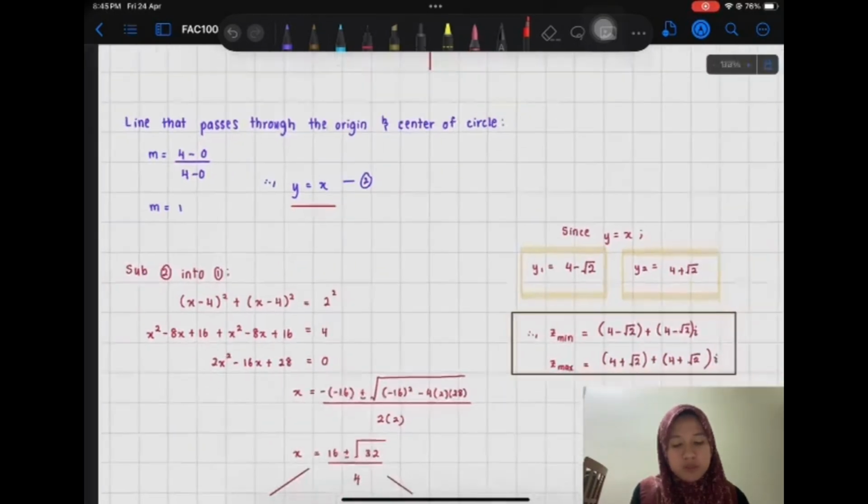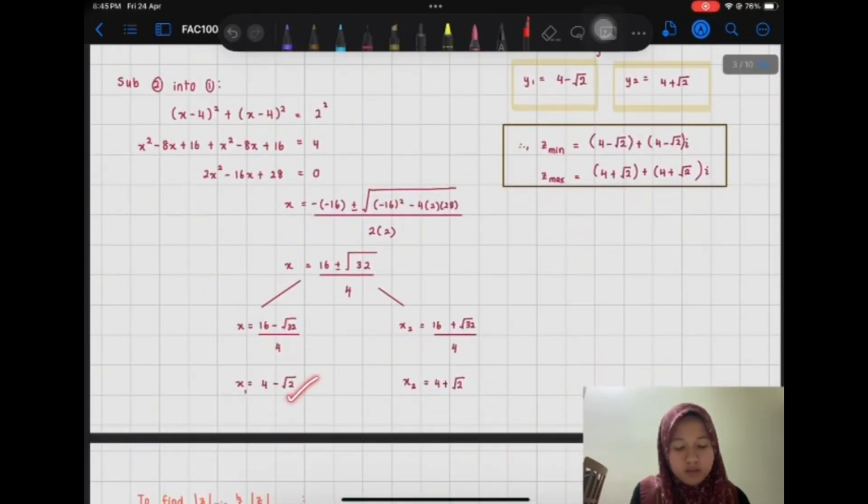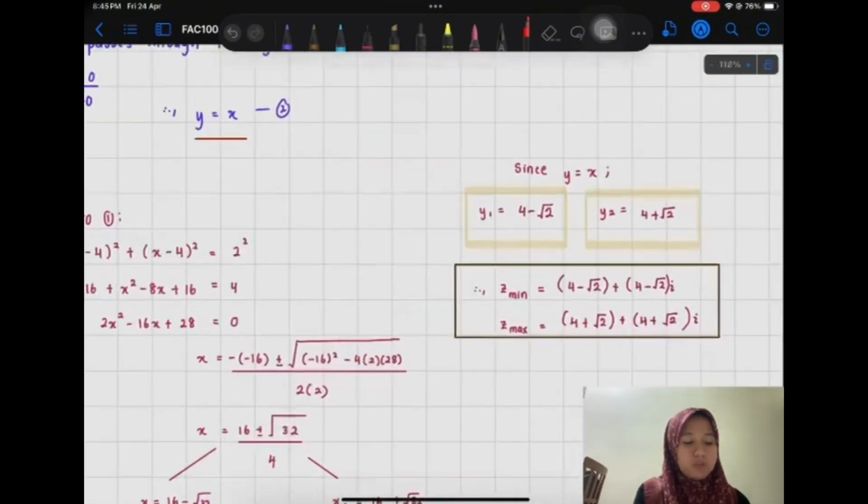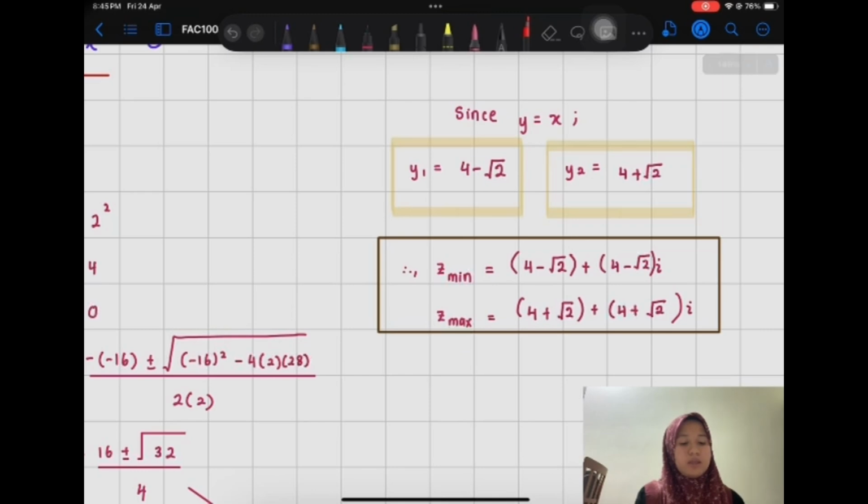When we substitute y equals x into our circle equation, we will get our x to be 4 minus root 2 and 4 plus root 2. Since we said that y equals x, our y is also 4 minus root 2 and 4 plus root 2. From this, we know that our z minimum is 4 minus root 2 plus (4 minus root 2)i, and our z maximum is 4 plus root 2 plus (4 plus root 2)i.